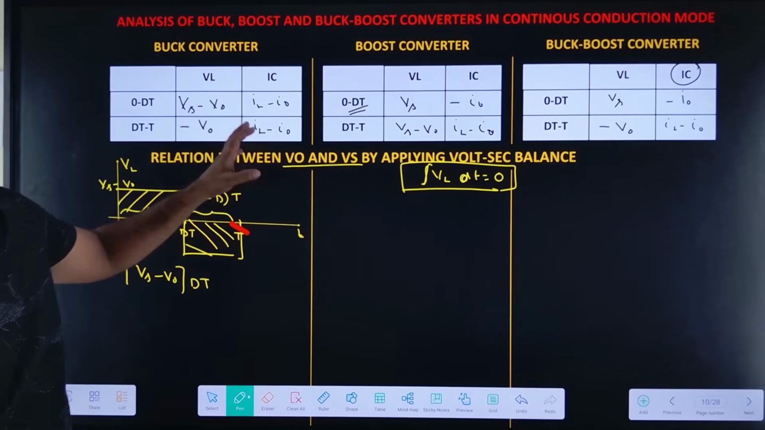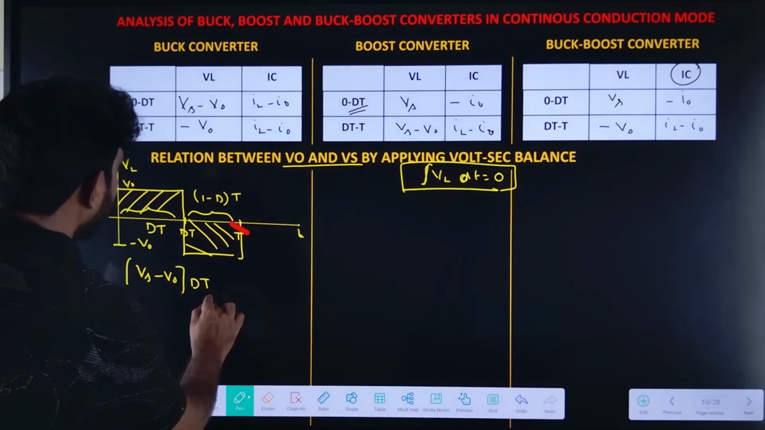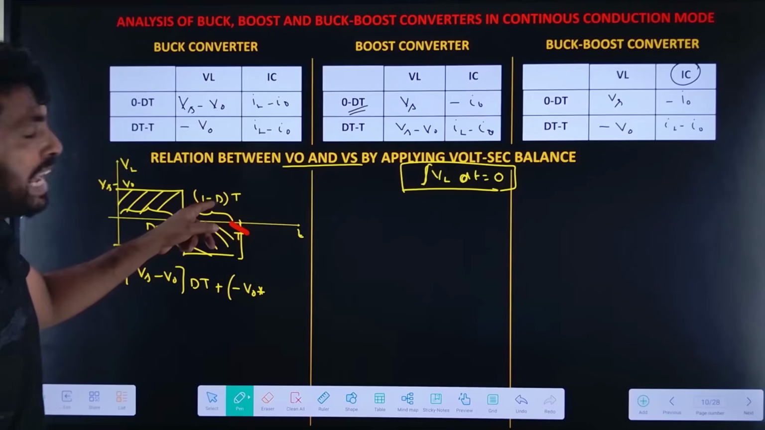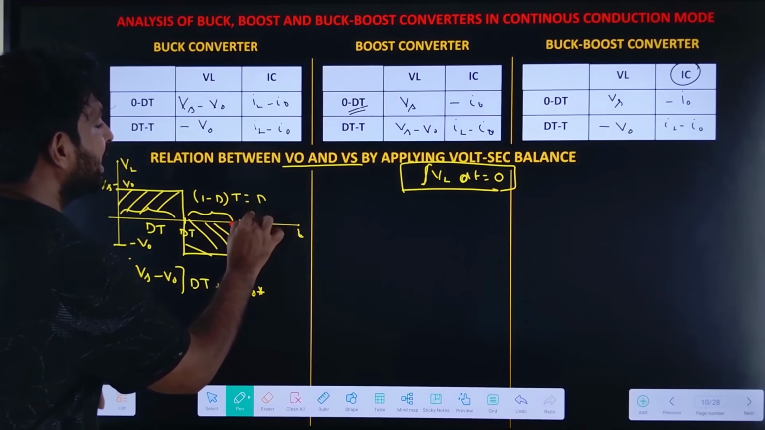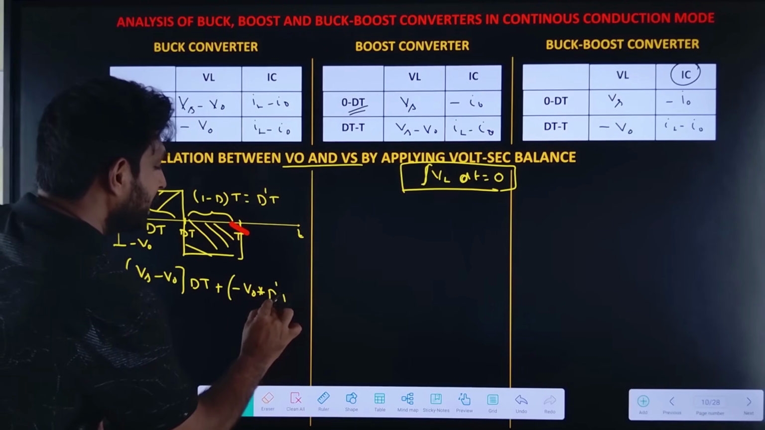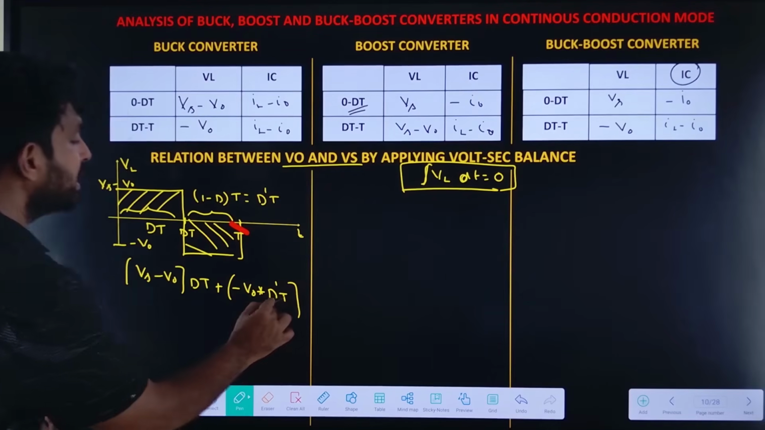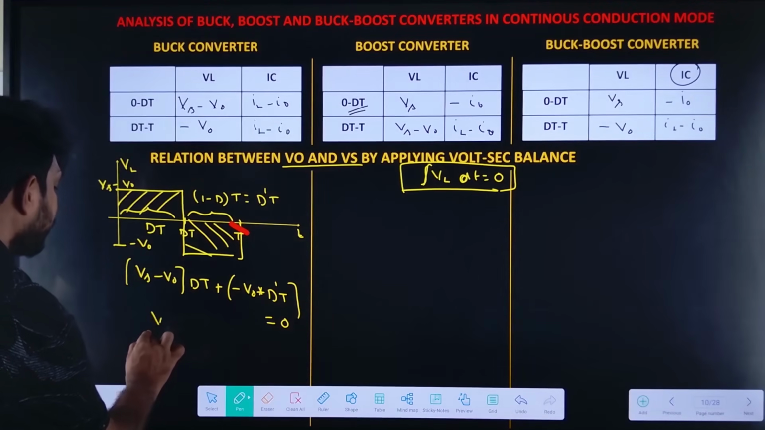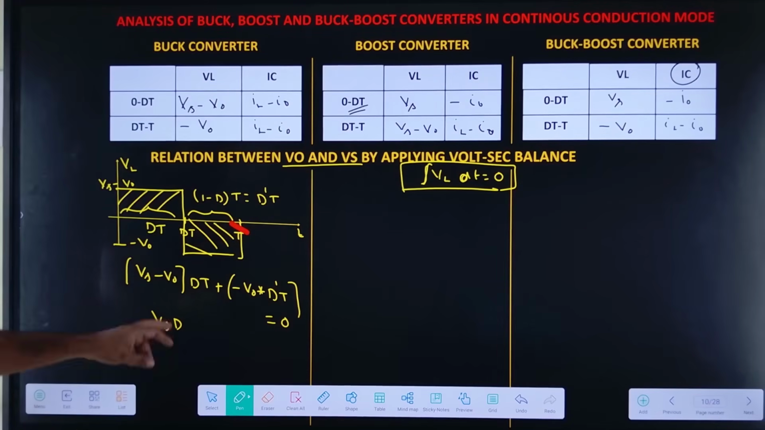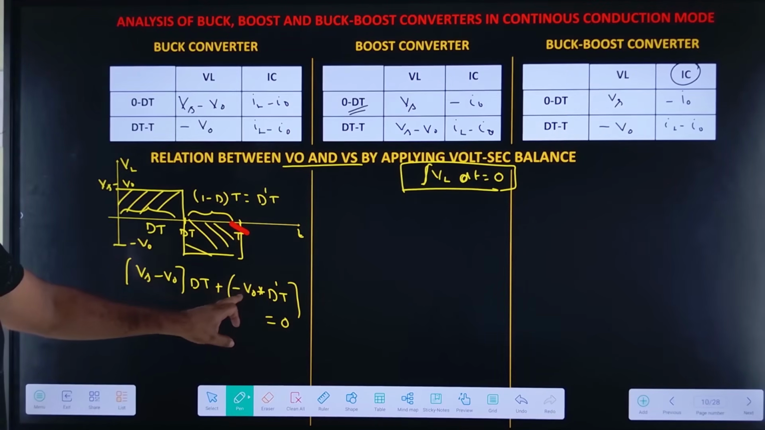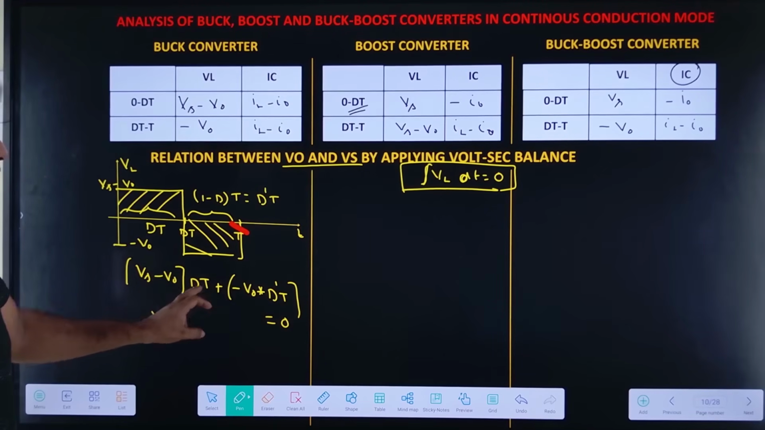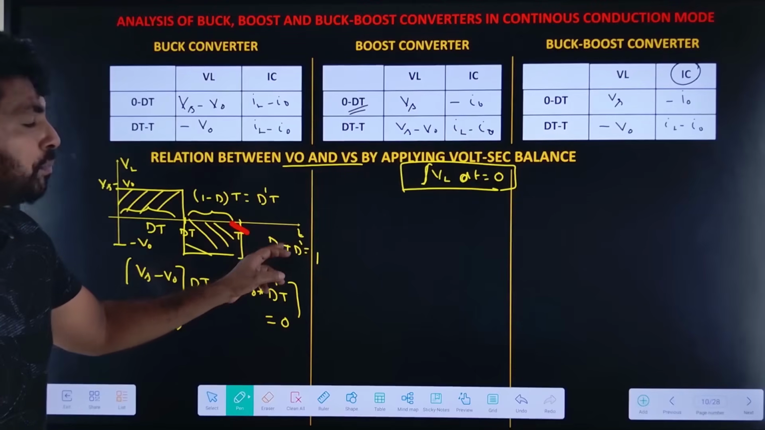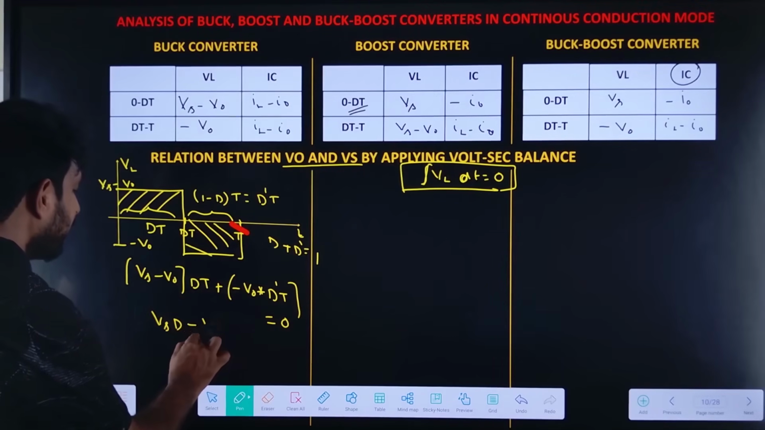Let me solve for the buck converter so that you can solve for the remaining converters. So plus minus V naught into d dash t, where d dash is the 1 minus d, which is equal to 0. If I do this, it is equal to Vs into d minus V naught into d minus V naught into d dash. So that is equal to Vs d minus V naught into d plus d dash. So d plus d dash equal to 1, d plus 1 minus d equal to 1.